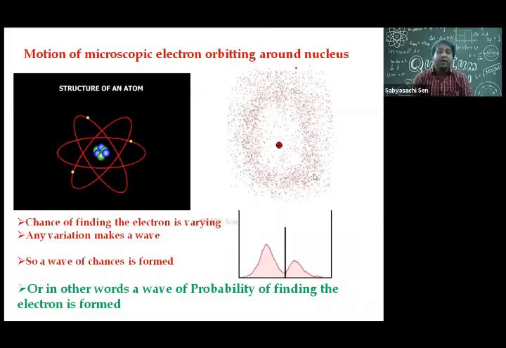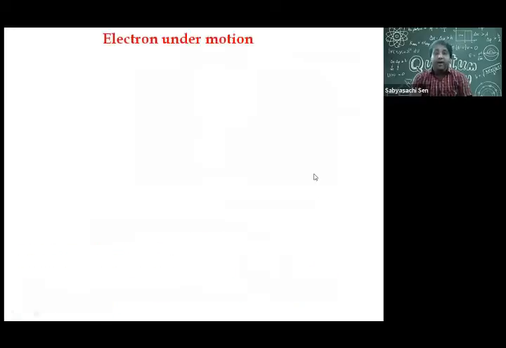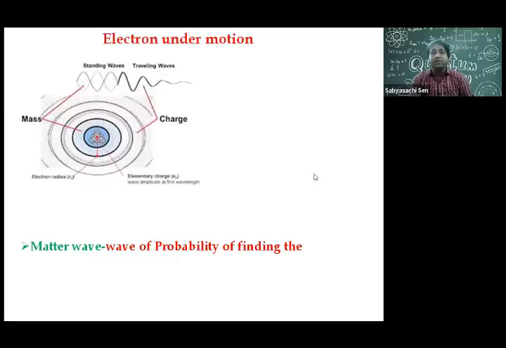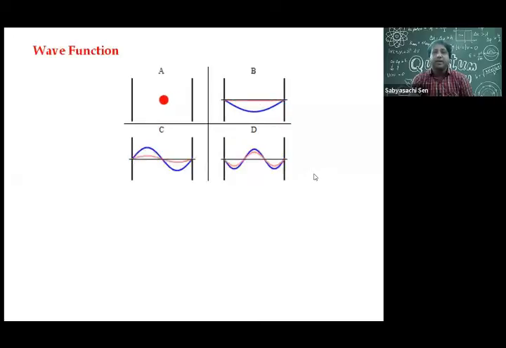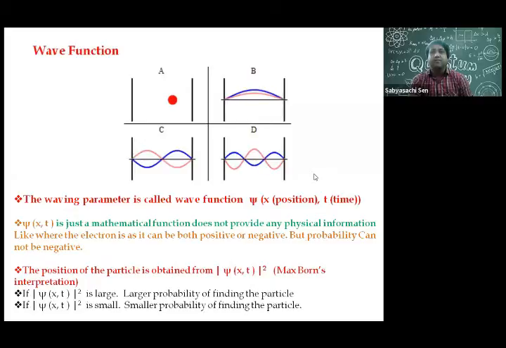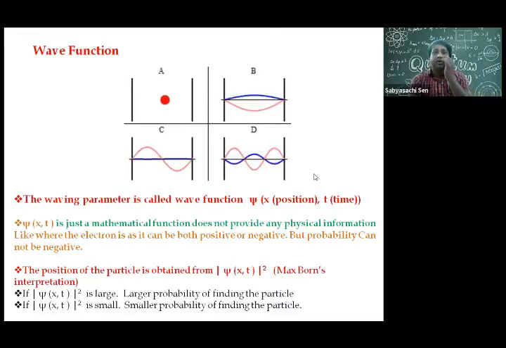So the quantum mechanical wave we talk about, the wave nature of matter, is not that matter is becoming a wave. The chance of finding the matter is varying at a given point. That variation makes the wave. These are some of the old pictures that you already know. If any matter moves, the chance of finding the matter varies, and the chances varying makes a wave. That is the wave we are talking about.